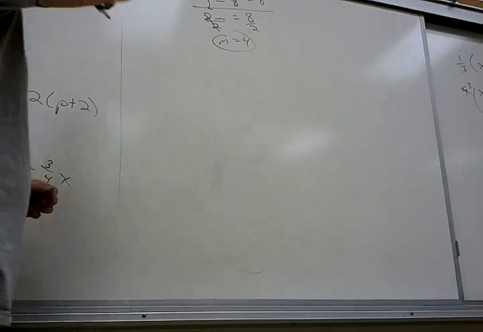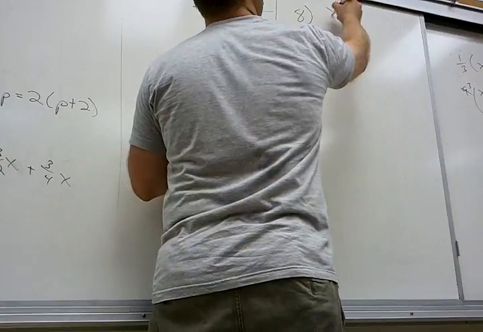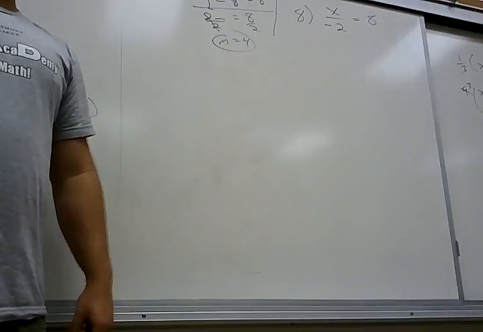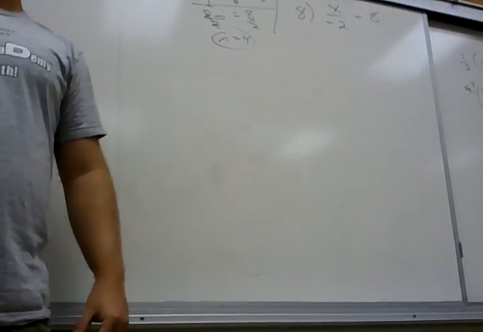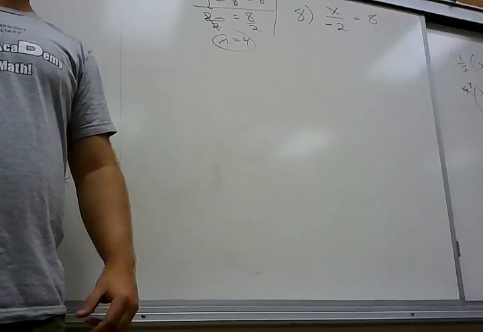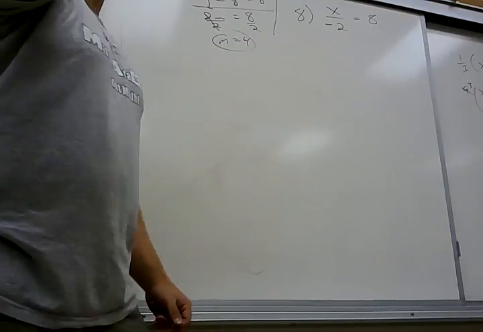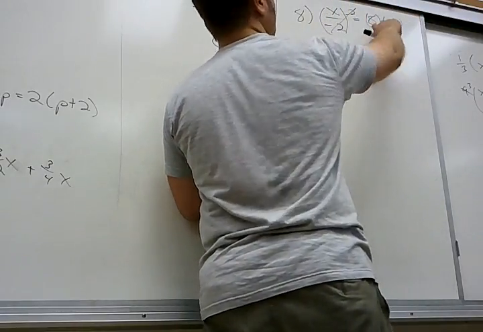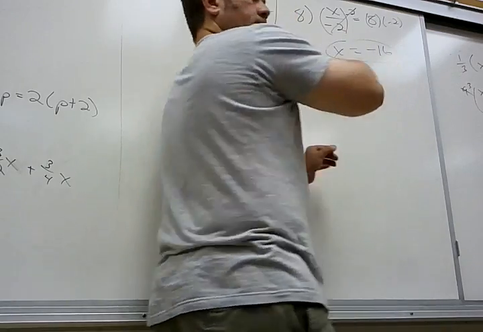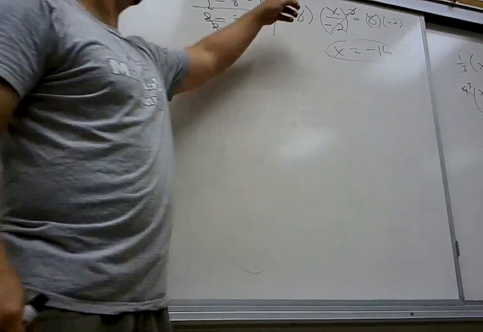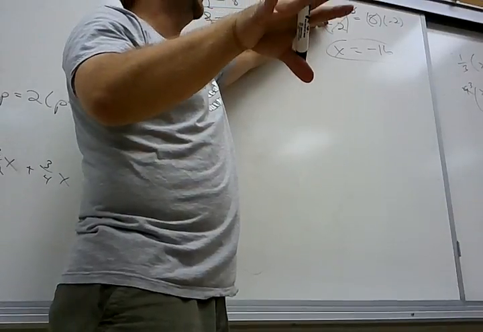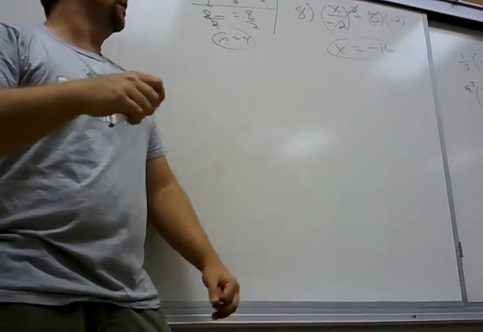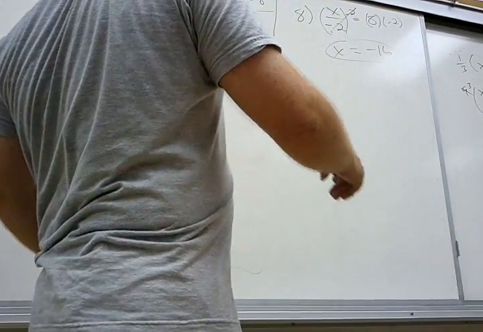Number 8. X over -2 equals 8. Beautiful, multiply by -2. Don't think I've got to change the sign. No, you're dividing by something, so multiply by that thing. So multiply by -2, and you get x equals -16. Check yourself. -16 divided by -2. The negatives cancel. 16 over 2 is 8. Check.